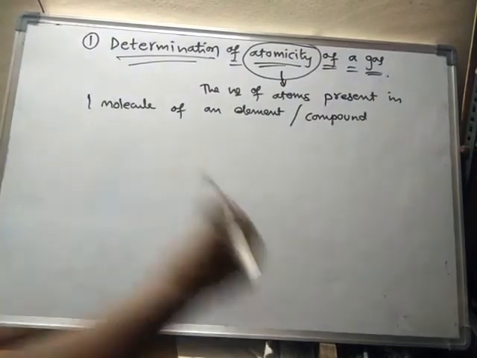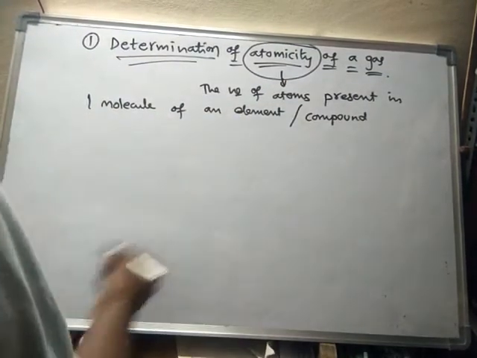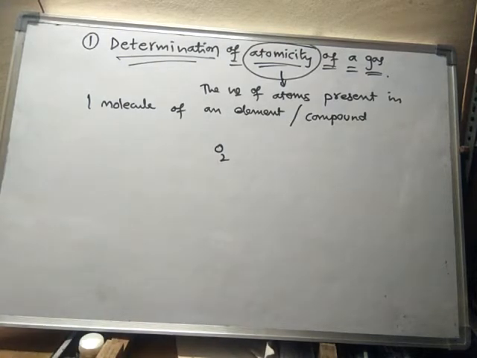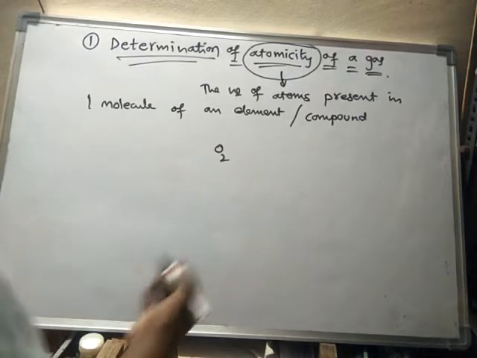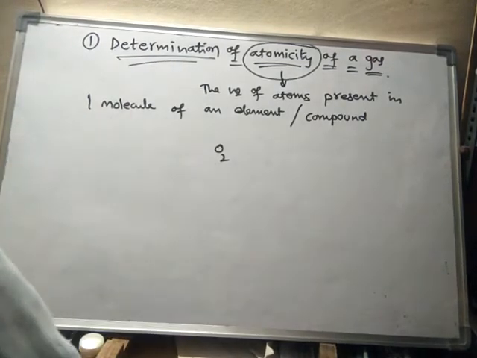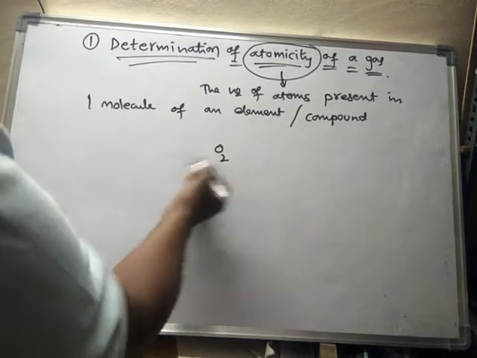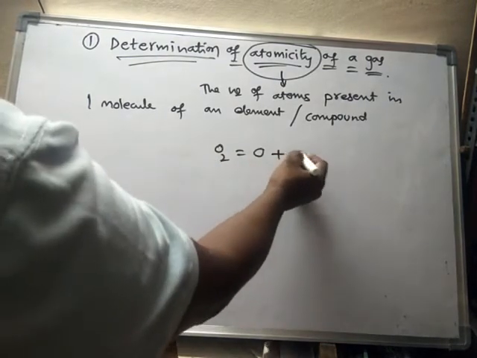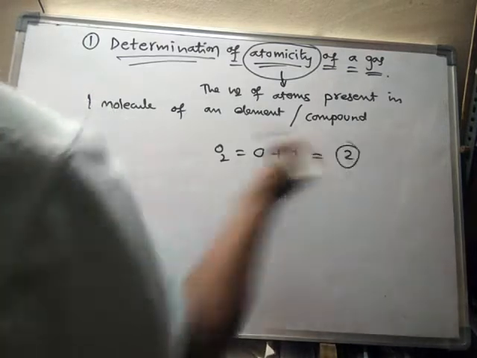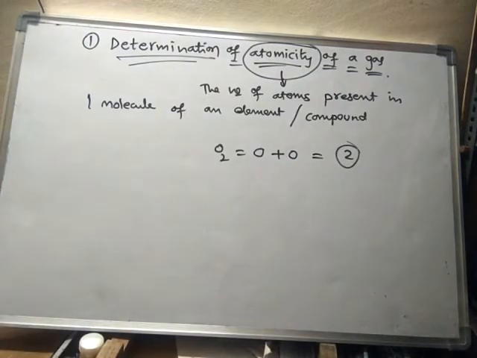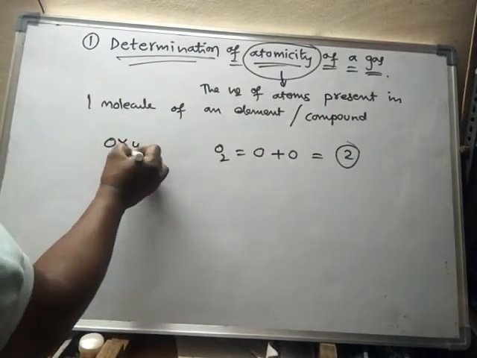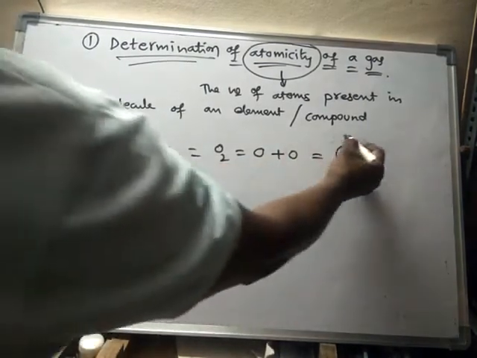Suppose I take one molecule of an element, for example O2. Generally oxygen is represented as O2. If I write O2, how many atoms are present? One oxygen and another oxygen. So altogether 2 oxygens are there. Hence the atomicity of oxygen is 2.